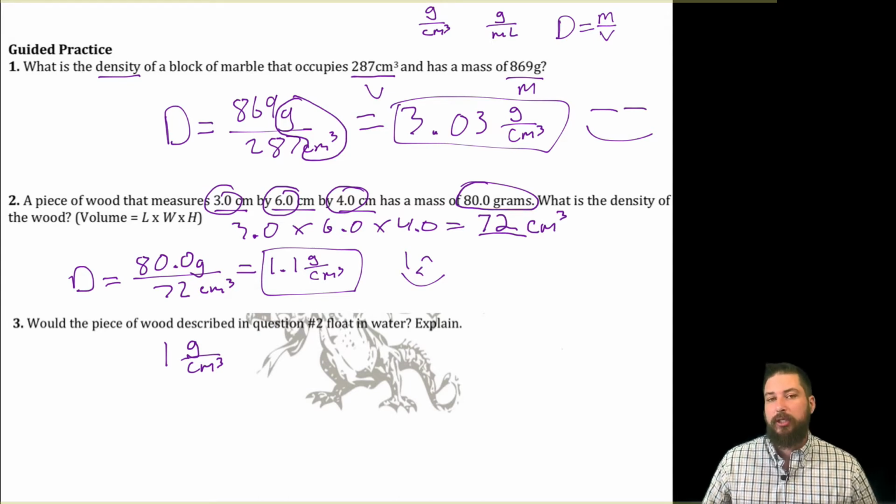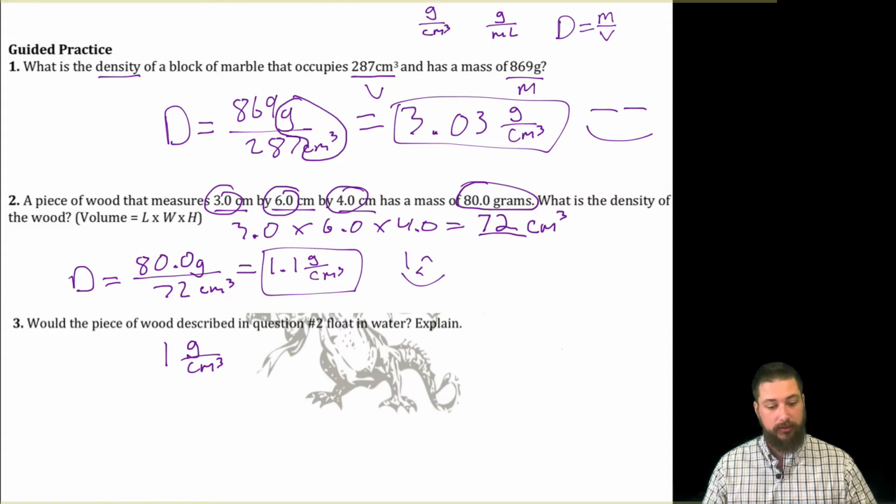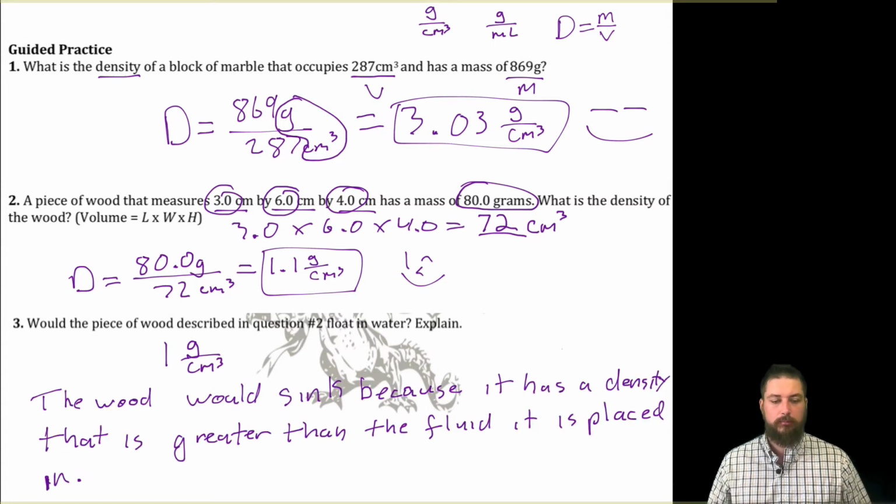In this situation, it's not less, it's actually more. So because it's more, it will sink. So I'm going to go ahead and write this here. And that's the explanation there. The wood would sink because it has a density that is greater than the fluid it is placed in.